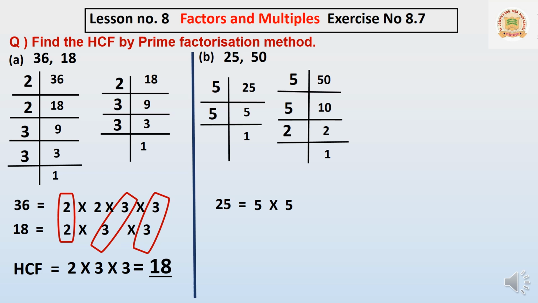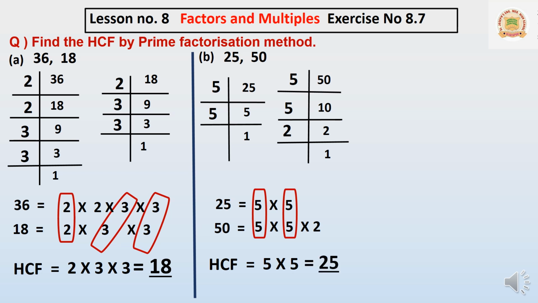Now let us write the factors of both. 25 is equal to 5 into 5, 5 5s are 25. 50 is equal to 5 into 5 into 2, 5 5s are 25, 25 2s are 50. Now the common factors are 5 and 5. Therefore HCF is equal to 5 5s are 25.